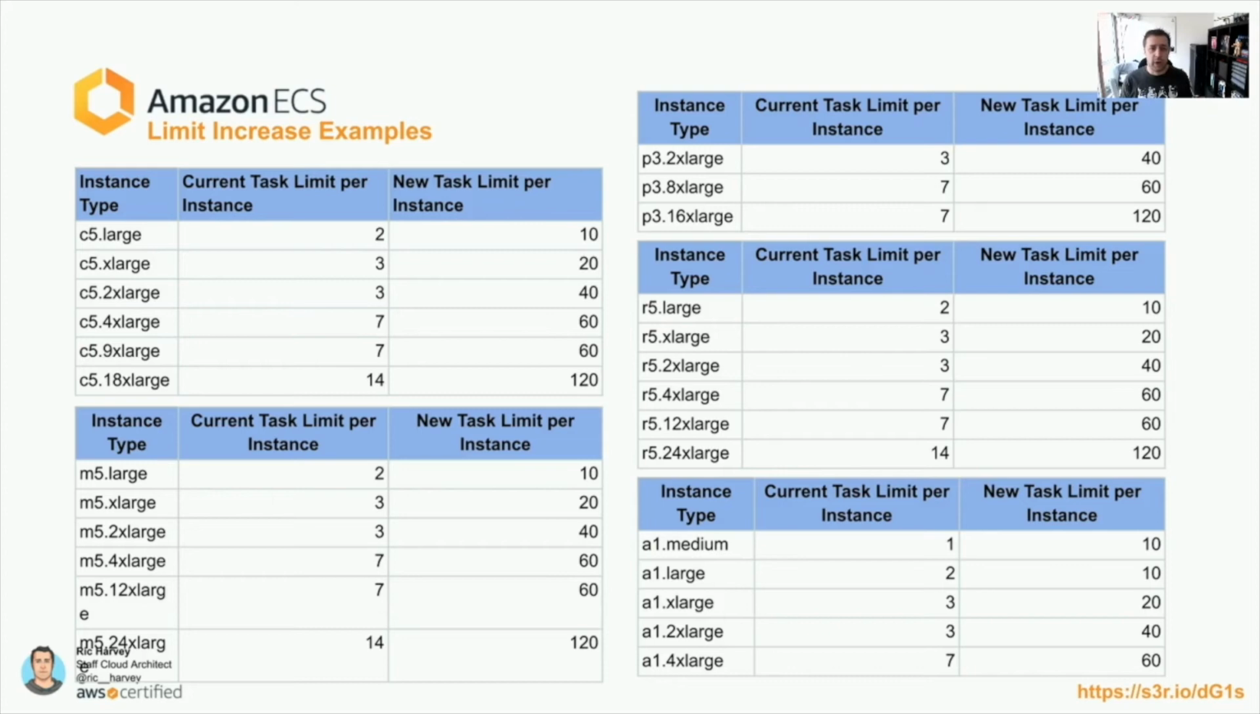This works with C5s, M5s, P3s, R5s, and A1s at the moment. These are all instance types that actually use the Nitro hypervisor developed by AWS. So this is separate silicon that runs and controls the hardware underneath, to get better density. If you want to jump to the documentation, there's a URL at the bottom of the screen here that'll show you these instance types and their increase.